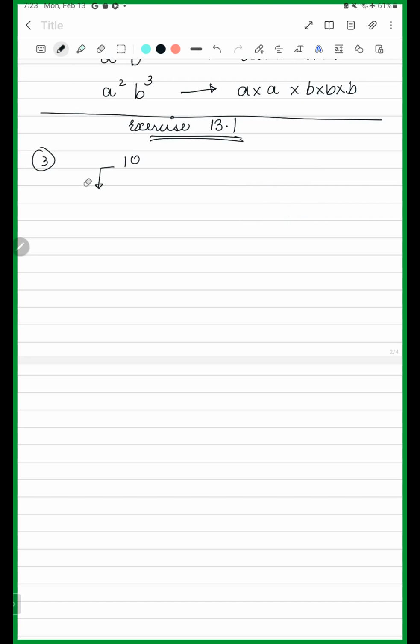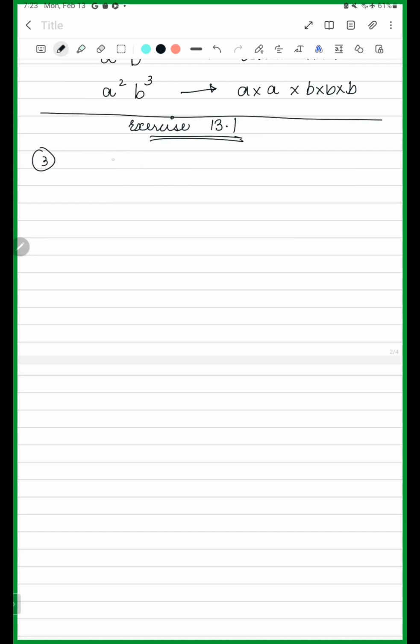You will write this as 2 into 5, right? 2 to the power 1 into 5 to the power 1, right? Yeah. Okay. Similarly, we have to multiply them?